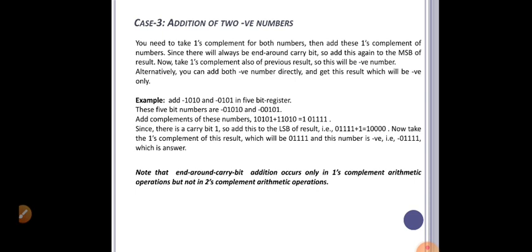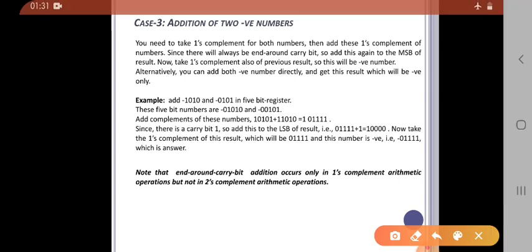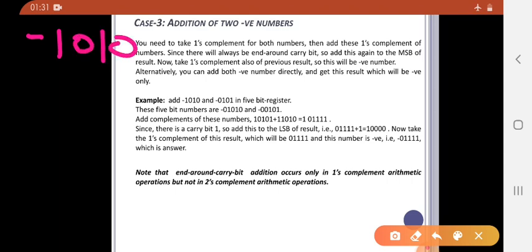Now let me clear it. See here, the numbers are minus 1010. Then the next number is minus 0101.